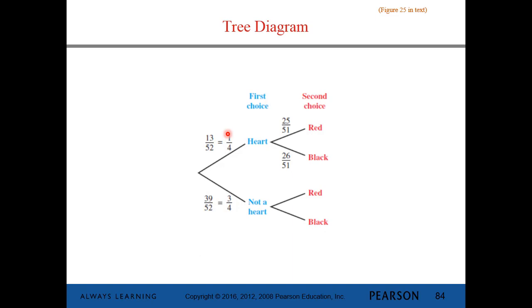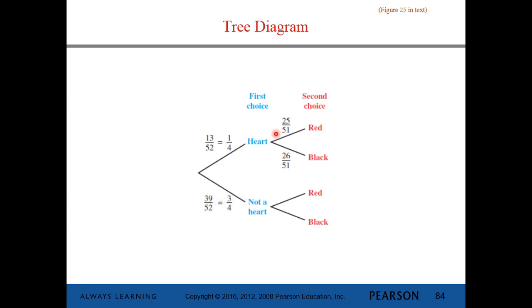So every time you take a card out, the number of cards in the deck goes down by 1. So in this case here, the first probability, the probability of getting a heart on the first draw, well, how many hearts are there? There's 13 out of 52. And so how many cards are not hearts? Well, the other 39 out of 52.